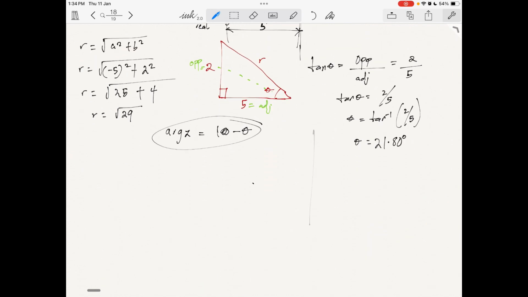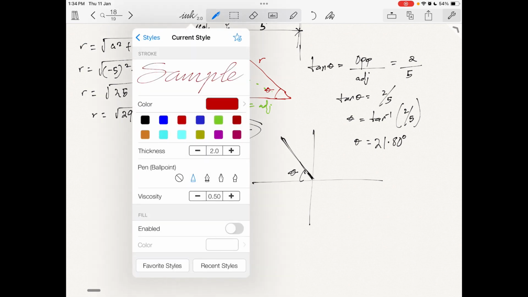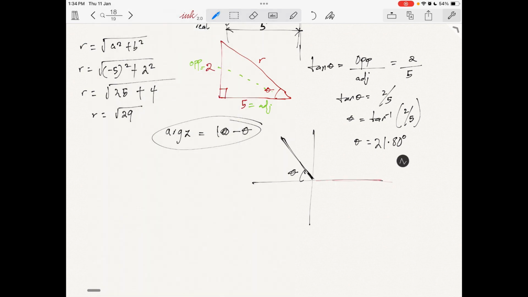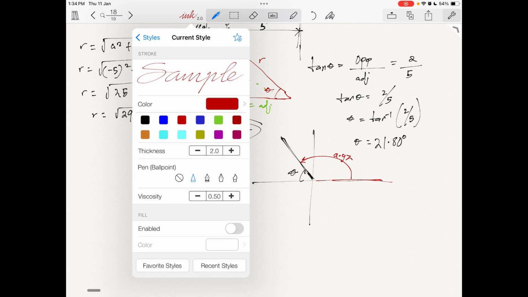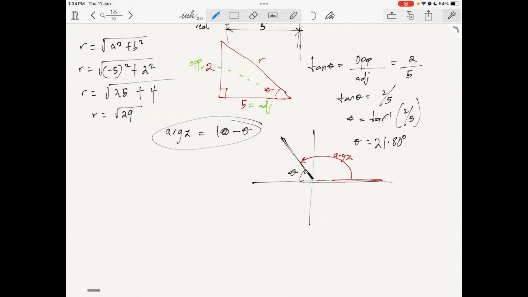Now let's confirm. Since the complex number is here in this format, and we call this our theta, and since the argument actually starts counting from here, we can call this argument Z. The angle on the straight line is 180 degrees. So argument Z plus theta is equal to 180 degrees. So argument Z is equal to 180 degrees minus theta.